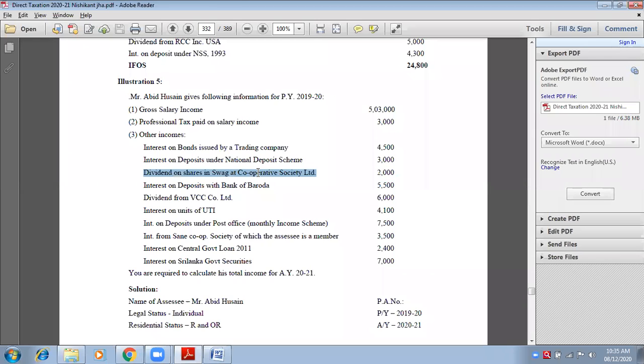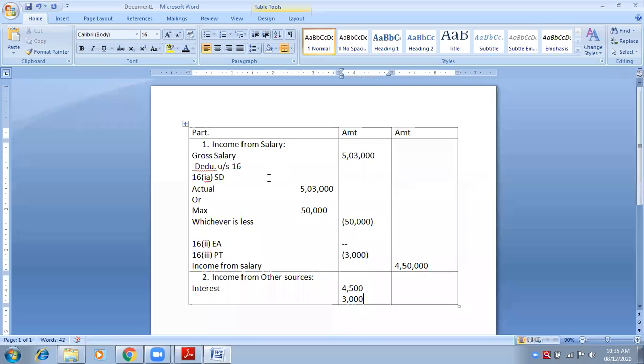Is this an Indian company or a cooperative society? Ma'am, cooperative society. If it is a cooperative society, then it is fully taxable. If it is a foreign company, then also fully taxable. But if it is only an Indian company, then it is exempted. So cooperative society 2000 is fully taxable. Here I will write 2000 fully taxable.